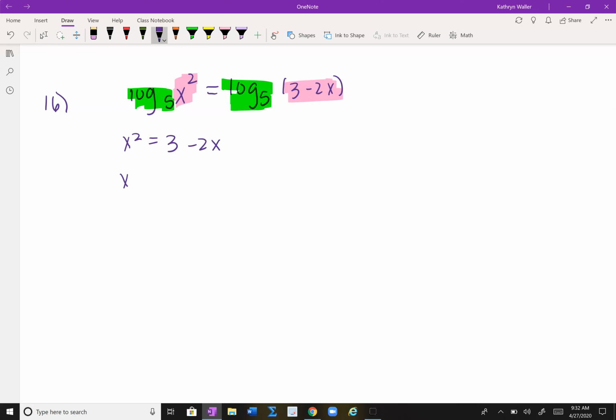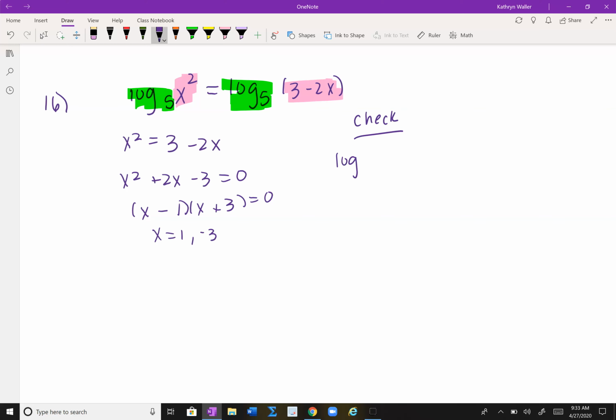Pull those over to the left. So x to the second plus 2x minus 3 equals 0. Then I'm going to factor x and x. 3 is 3 and 1. Signs are different. Biggest is the positive. So that gives me x equals 1 and negative 3. And I am required to check. You always check from the beginning.